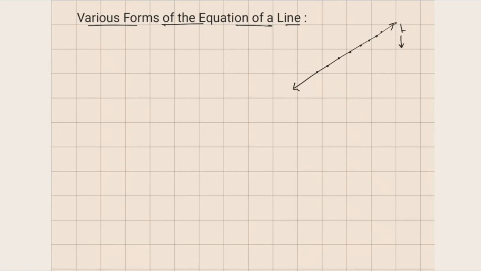The line has an equation such that all the points which are on the line should satisfy this equation. So we need to find how that equation looks under different conditions. Let's see. The first thing is how a horizontal and a vertical line looks. Horizontal and vertical lines.